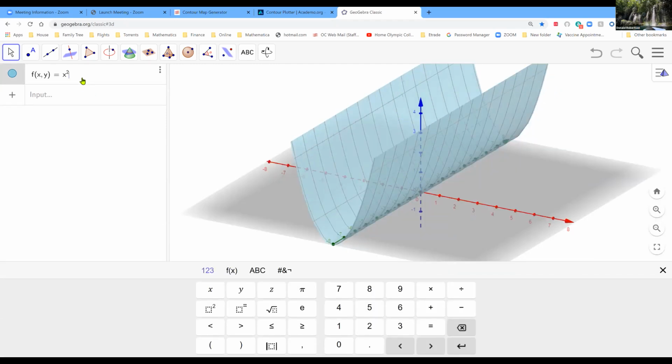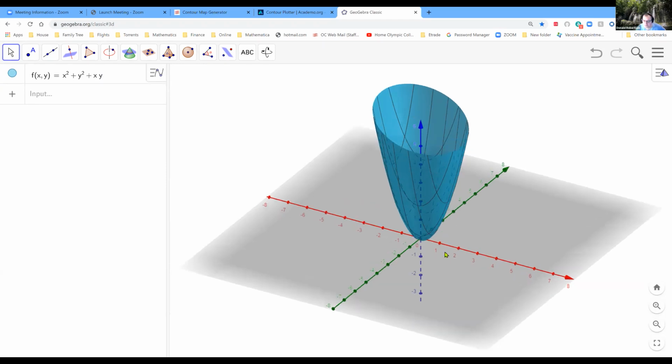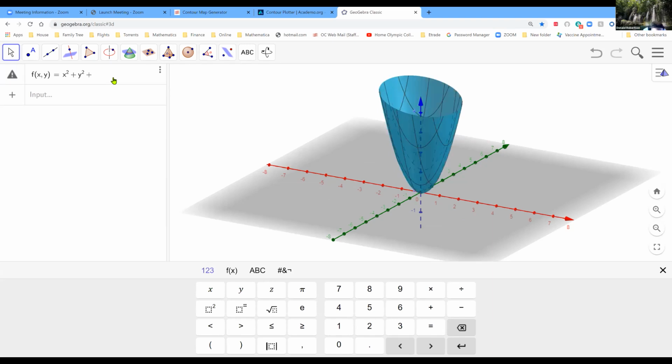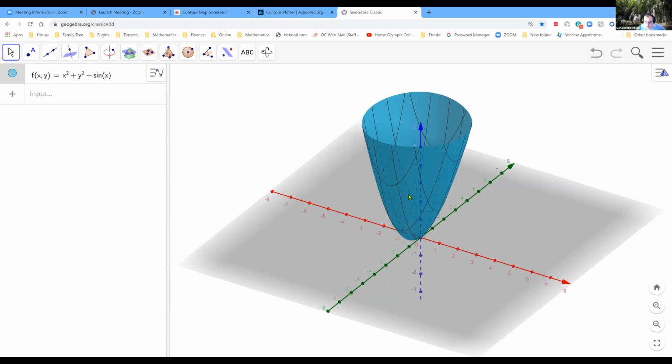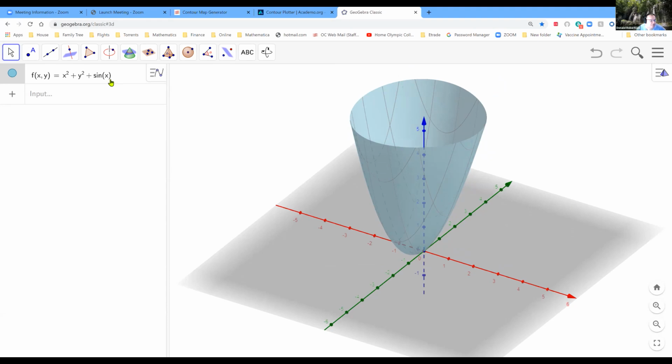And then I'll do plus y squared. And boom, there's your little guy. Now, if I take this guy and add an xy, it basically just ovals it out a little bit. So how about if I just add a sine? Hopefully it'll take it. Yes, it did. Anything particularly interesting? I'm frightened to break it. No, nothing too interesting.